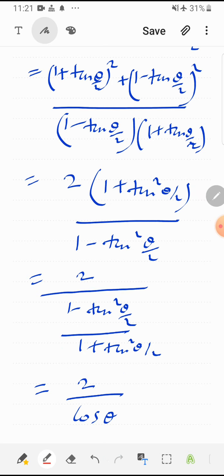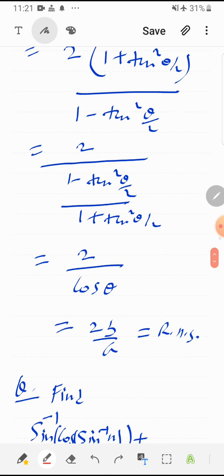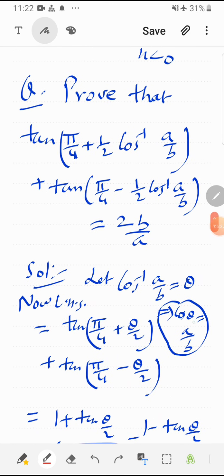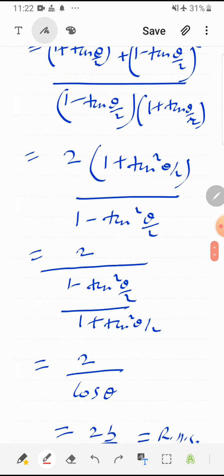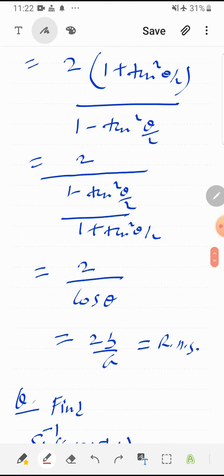Now this is cos 2 theta. So cos 2 theta means double of theta by 2, which is theta only. So hence it is the right hand side, because cos theta is... So in the beginning we have written cos theta as a by b, so I am putting the value here. Cos theta is equal to b by a by b, so this is 2b upon a.